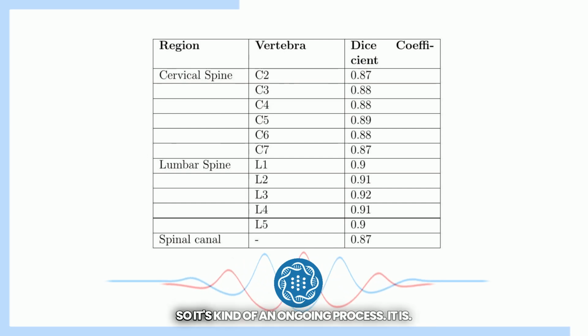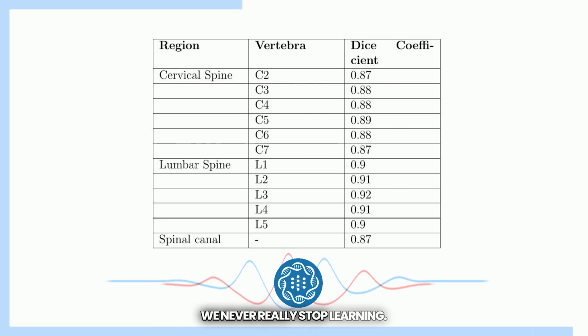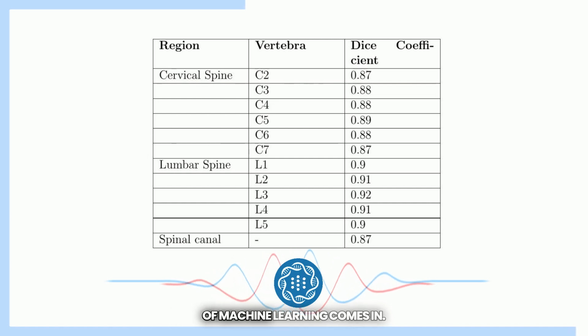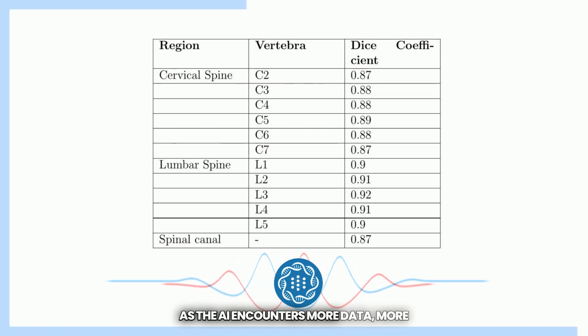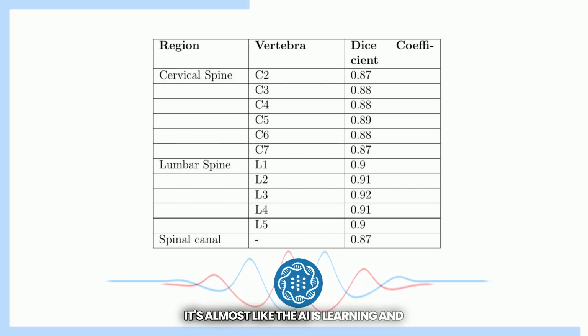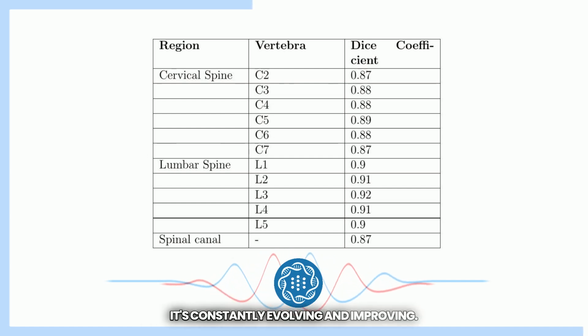Okay, that makes sense. So it's kind of an ongoing process. It is. It's like our own medical education. Right. We never really stop learning. We're always encountering new and unique cases. Exactly. And that's where the beauty of machine learning comes in. As the AI encounters more data, more variations, it gets better at generalizing. It's almost like the AI is learning and adapting just like we do as doctors. Precisely. It's constantly evolving and improving.